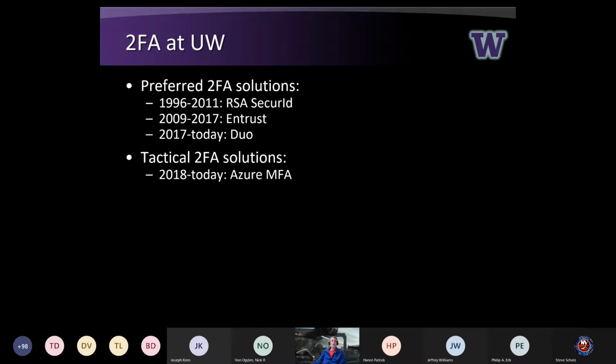Two-factor here at the UW, we are using Duo today. Before that, we had Entrust and RSA SecurID. We are also using Azure MFA, but only in a tactical sense. So for those Azure AD only users, or those scenarios where some other tenant is requiring Azure MFA, then of course our users have to enroll.